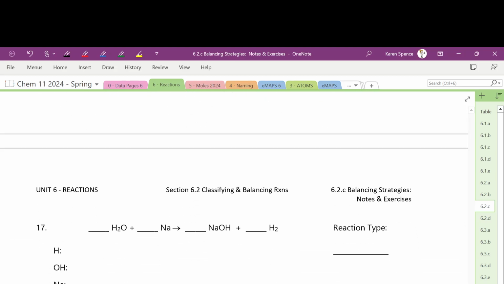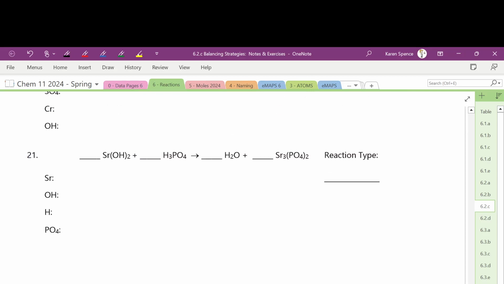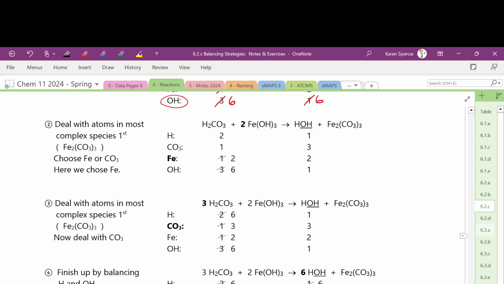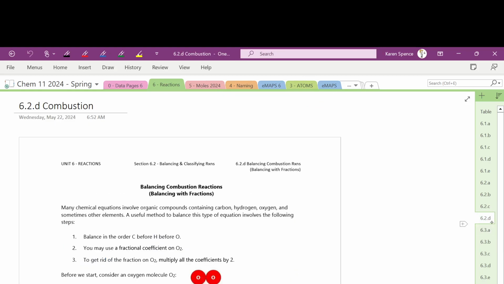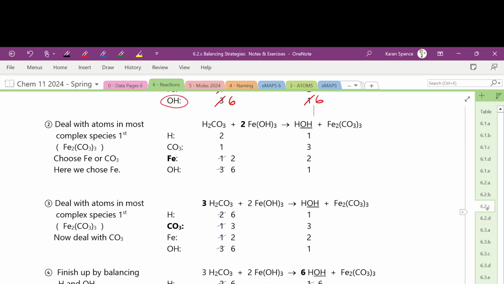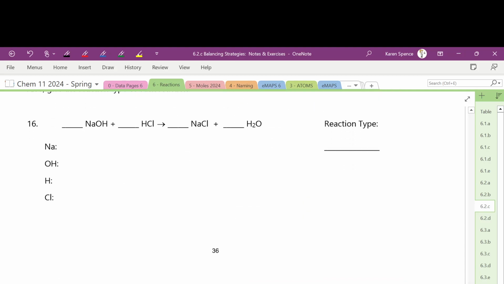So numbers 16 through 21. If you don't like it, you don't have to do it. It's just a technique. If it does not help you, you are not required to use any of these.